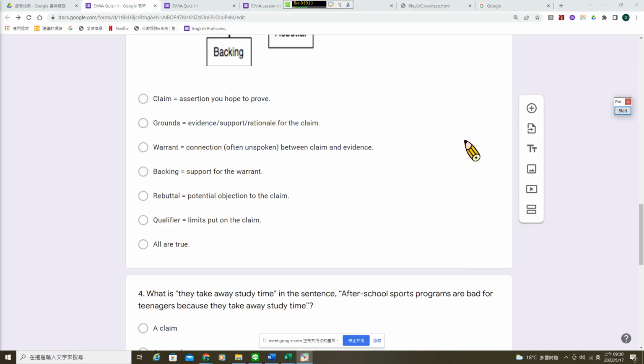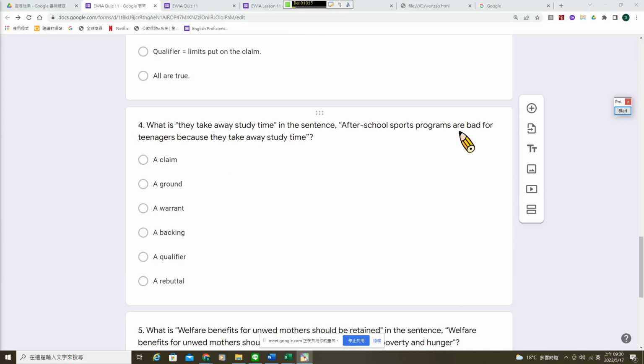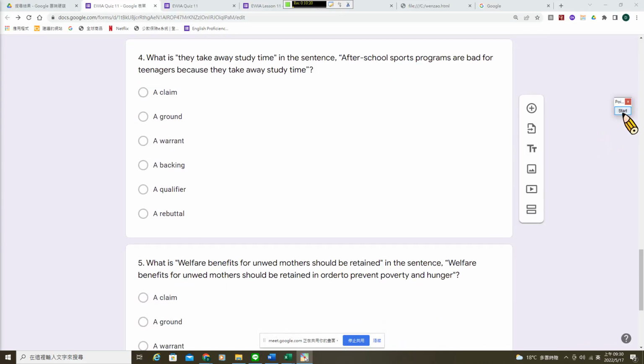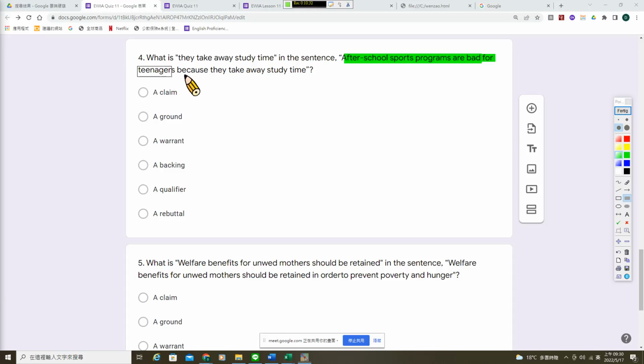Okay, so now we have two other questions for you to practice a bit. Let's take a look at this one. So we have a sentence here. We have a statement here. After-school sports programs are bad for teenagers because they take away study time.